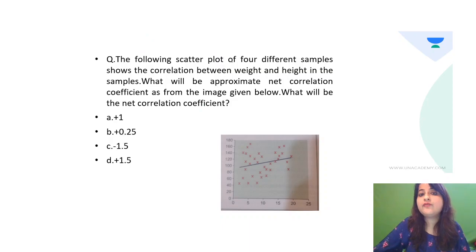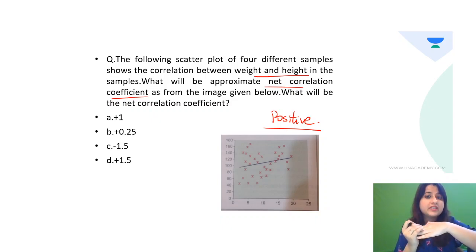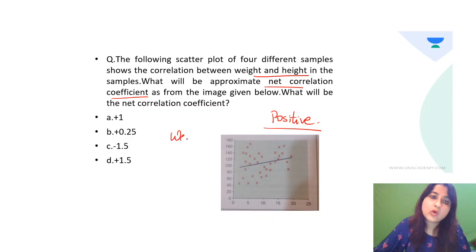Alright, similarly you get a question like this. Now over here देखो, following scatter plot of 4 different samples shows the correlation between weight and height. What will be the approximate net correlation coefficient? Now look at the slope everybody over here. ये तो समझ आ गया, this is positive. Now many times you have to make a guess from looking at this slope. So ये positive है, dots are scattered, and this positive correlation, it looks like it will almost become horizontal. All right. So this is what? This is a weak positive correlation.